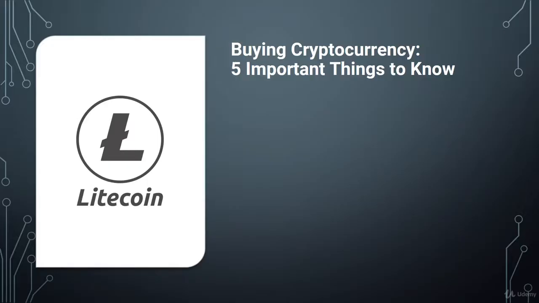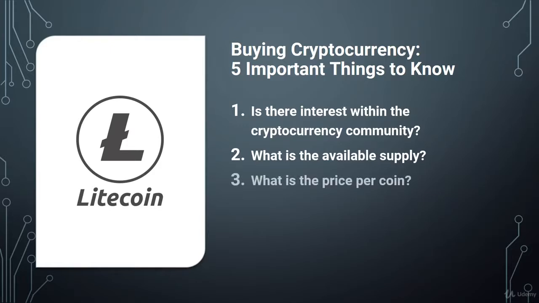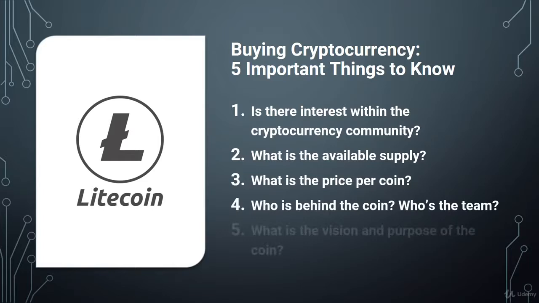So let's go over those principles. Number 1, is there interest within the cryptocurrency community? Number 2, what is the available supply? Number 3, what is the price per coin? Number 4, who is behind the coin and who's their team? And number 5, what is the vision and purpose of the coin? And is it a practical coin?